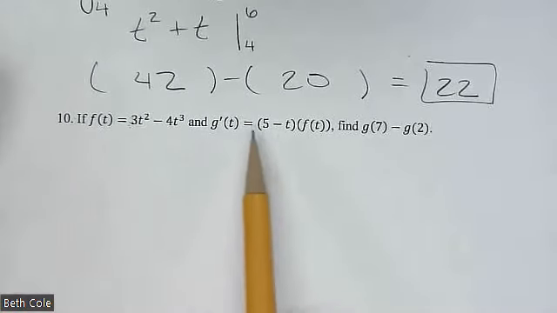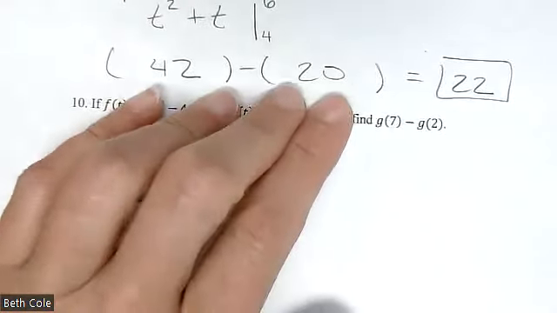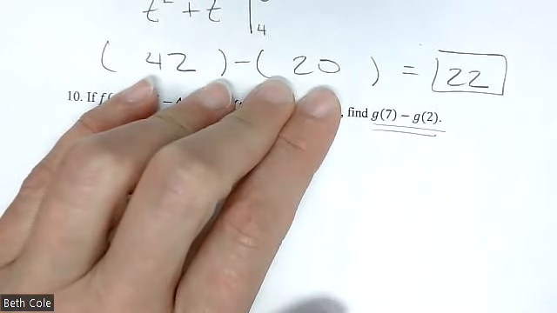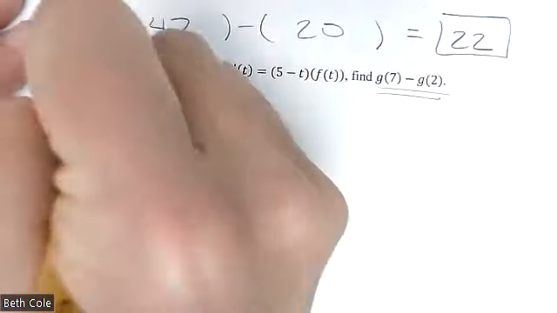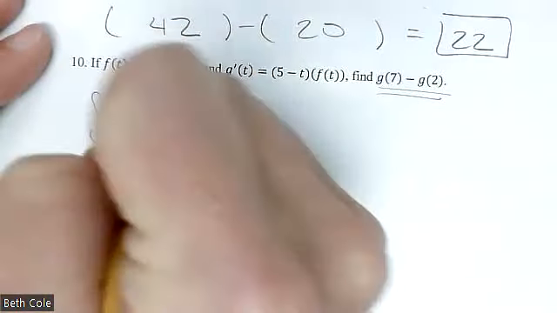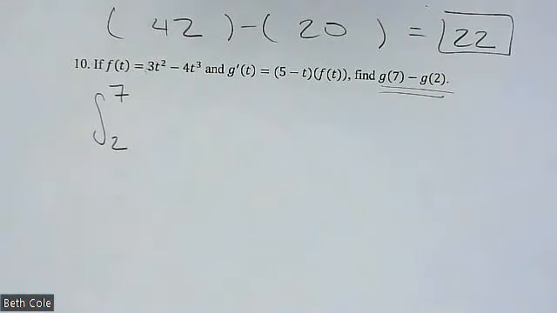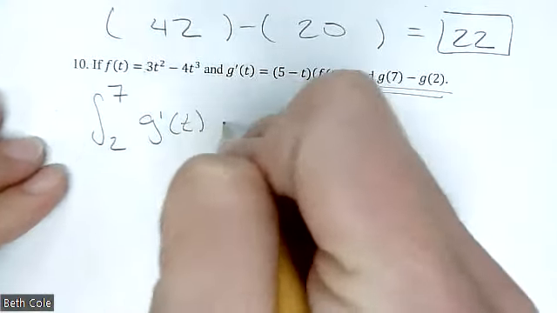They give you a whole lot of information here. We talked about this. Sometimes they just try to throw information at you to confuse you. You sort of need to filter through all that. Here's what they want. G of 7 minus G of 2. So I want you to go, oh, fundamental theorem. It's integral 2 to 7. Good. And the derivative is what goes inside there. G prime of t dt.